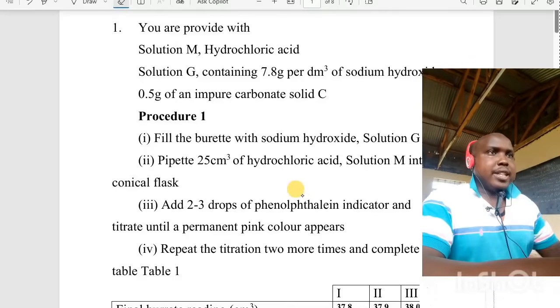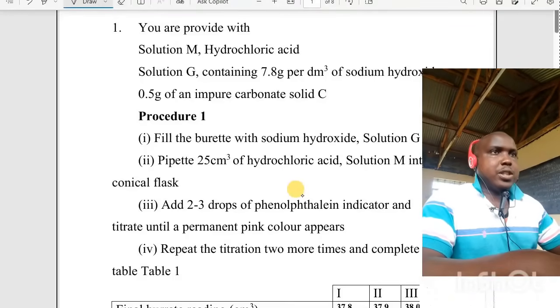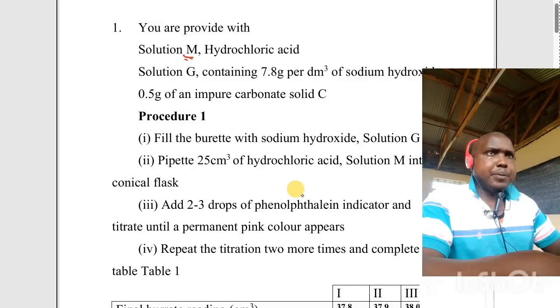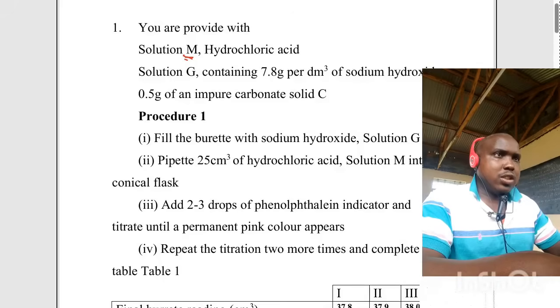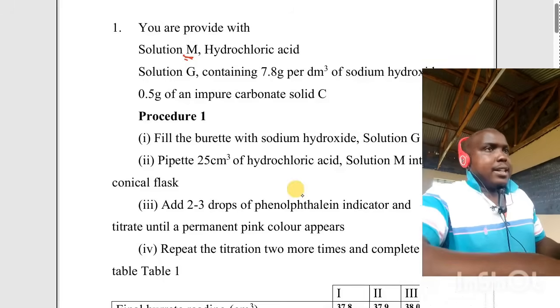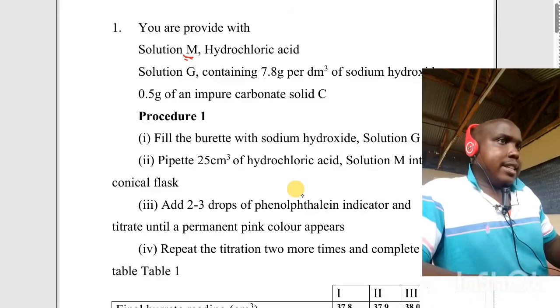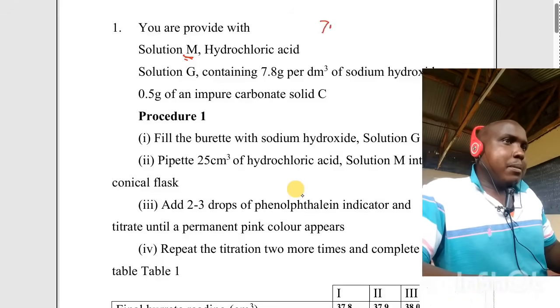You are provided with solution M. So we have solution M, hydrochloric acid. Solution G contains 7.8 grams per dm cube. In the first series, I said, whenever you are given per dm cube, you should know this is the same as 7.8 grams per liter.